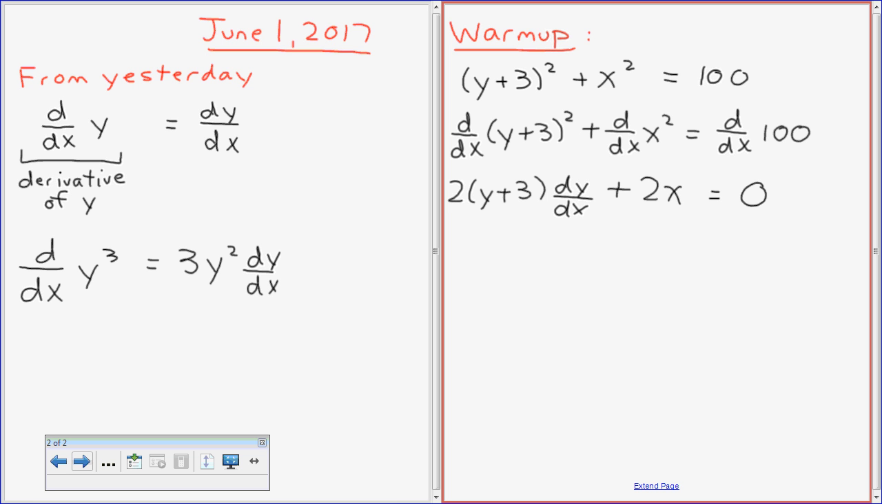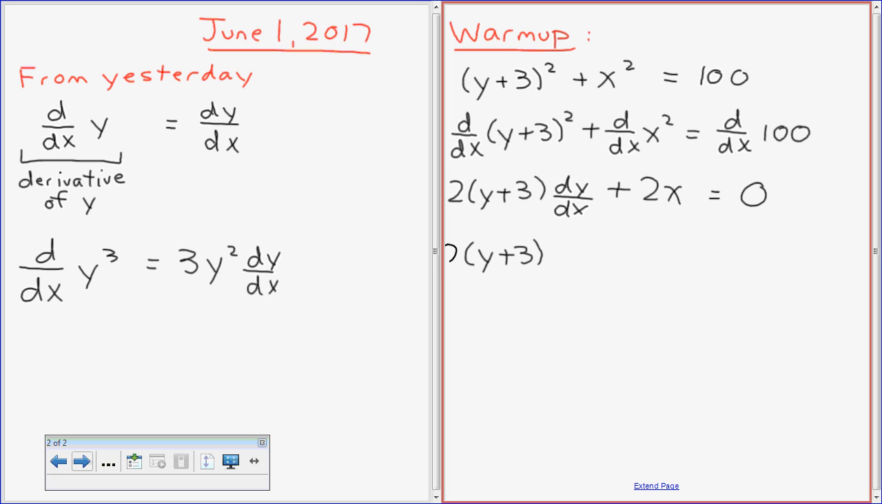Now, for those that weren't here yesterday, I just want to make sure you're on the same page. The whole idea with this question is we want to isolate dy by dx, right? That's the whole thing, find the rate of change. So, Derek, how do you do that, please? Cancel the 2 and set the x to the other side. Sounds good.